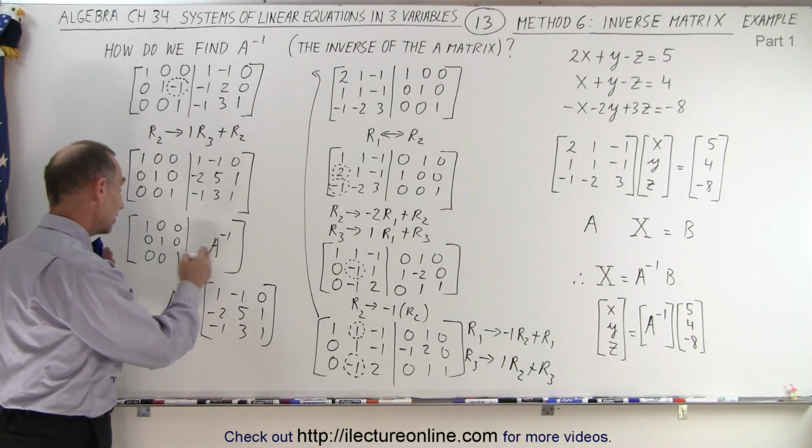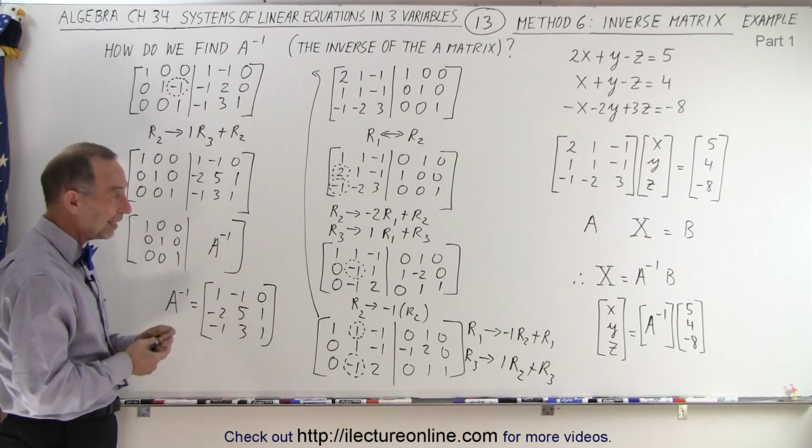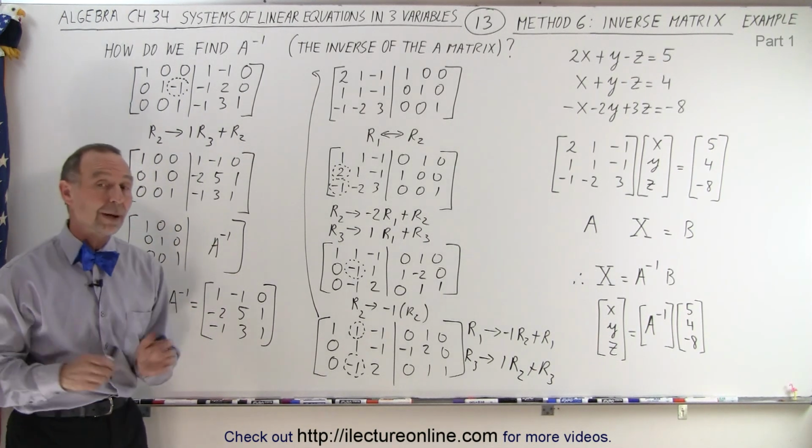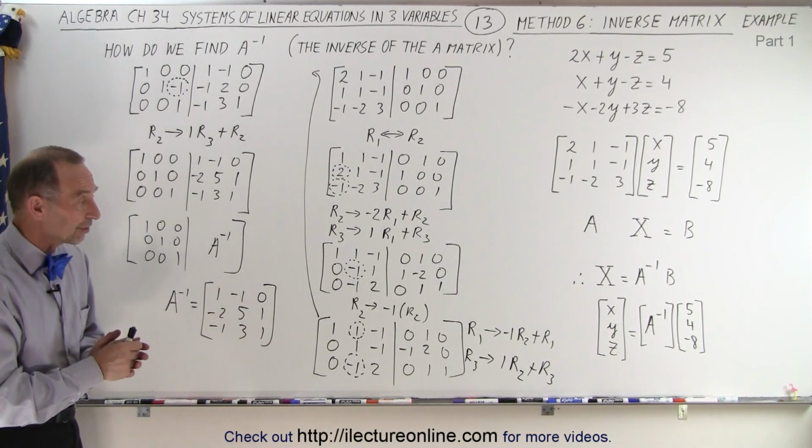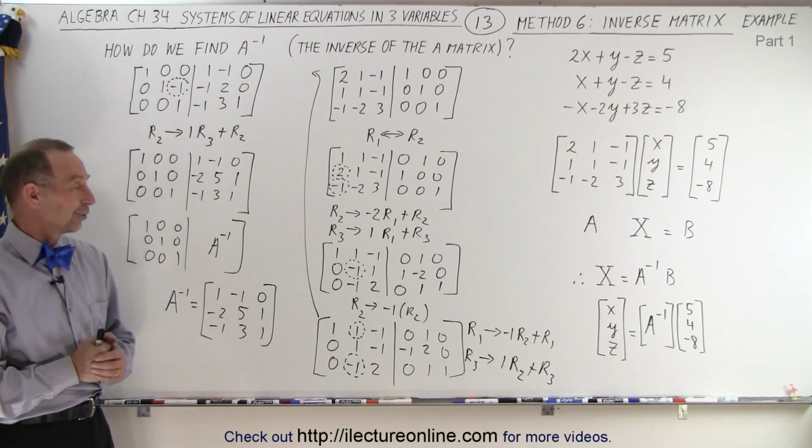So now that we've found the inverse matrix A, I can now easily find the values for x, y, and z by multiplying the inverse matrix by the B matrix. And the next video will show you how to do that.